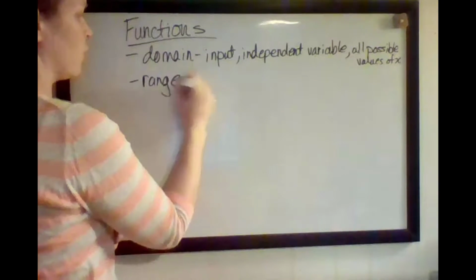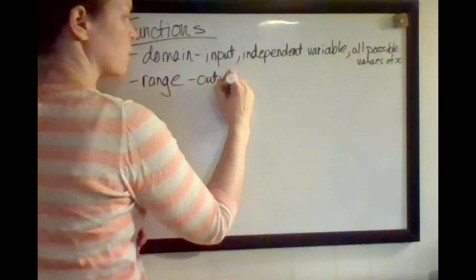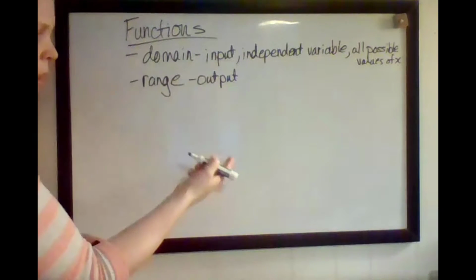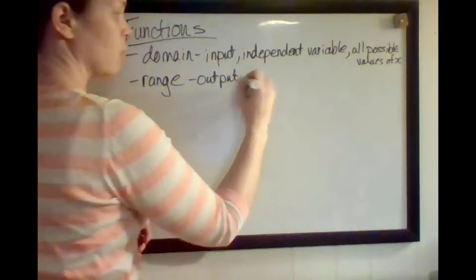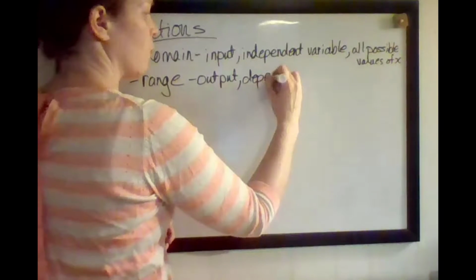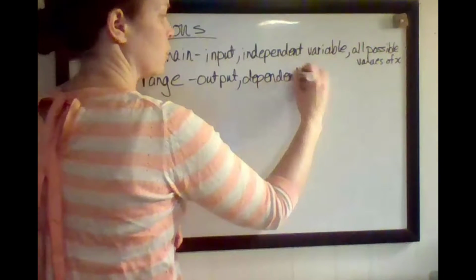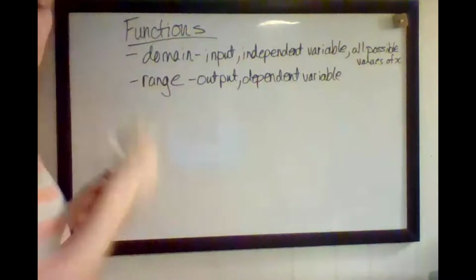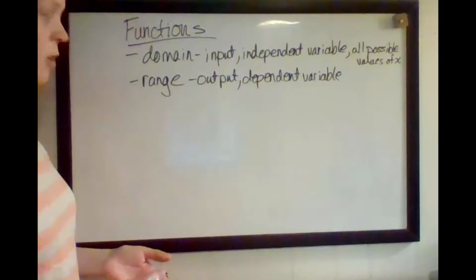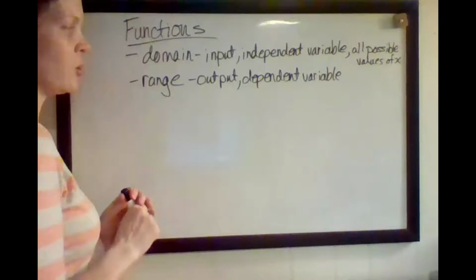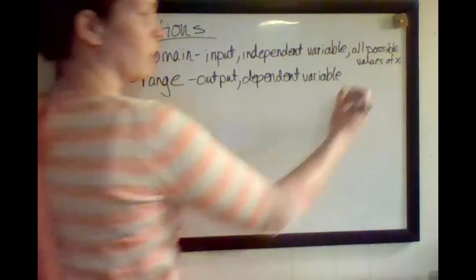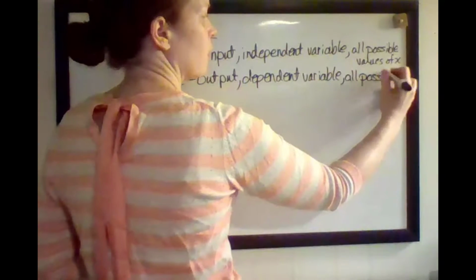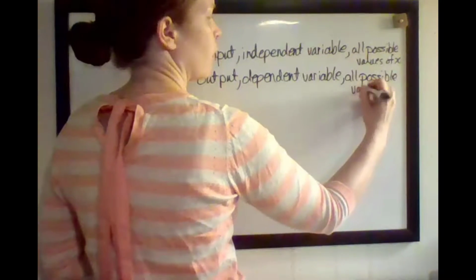Then the range, these are our outputs. So we input an x that's part of the domain, and we get out something which is part of the range. So this is actually now dependent, which should hopefully make sense, because whatever we input for the domain is going to determine what the range is. Range depends on whatever we put in for the domain. So when we think of range, this is all the possible y's, all possible values of y.